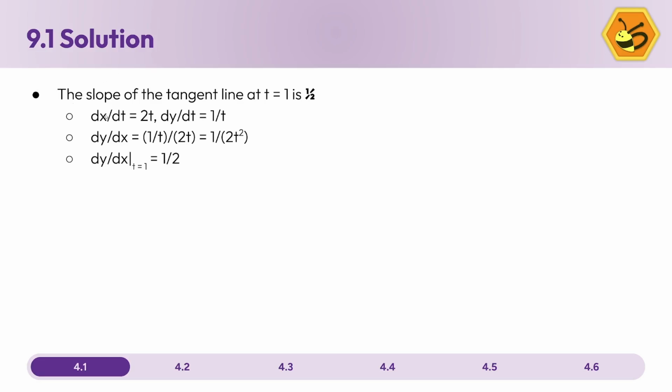And the work I did to get there is, first, I took my dx/dt, the derivative of x in terms of t, so that should be 2t. Then our dy/dt is the derivative of natural log, so 1 over t. Then we take our dy/dt and divide by dx/dt. So we divide, we should get 1 over 2t squared, and then we plug in 1, we get 1/2.